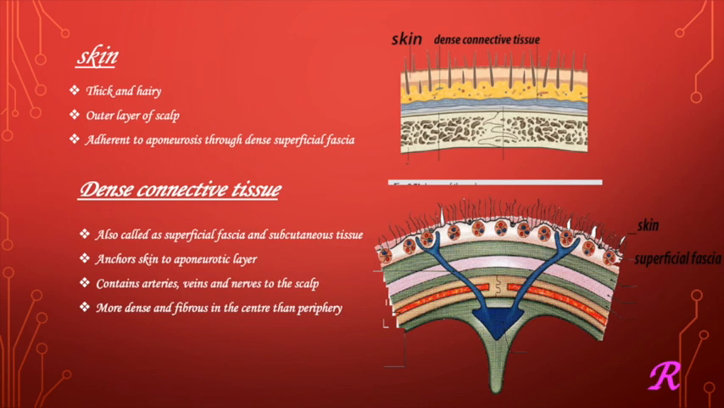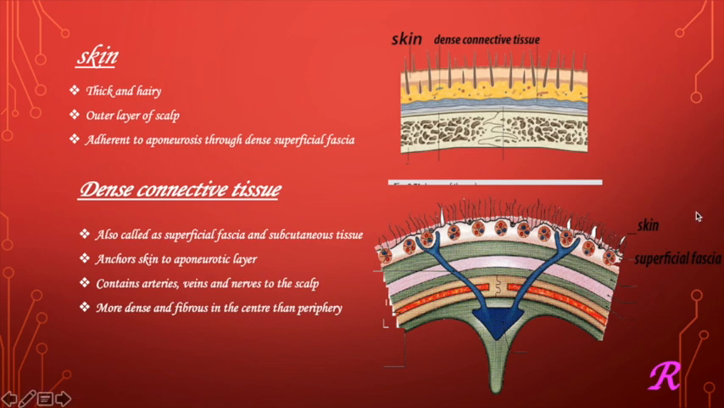The skin is adherent to the aponeurotic layer, that is the third layer, through the dense superficial fascia. That is, the first layer and the third layer are connected through the second layer, that is dense connective tissue.